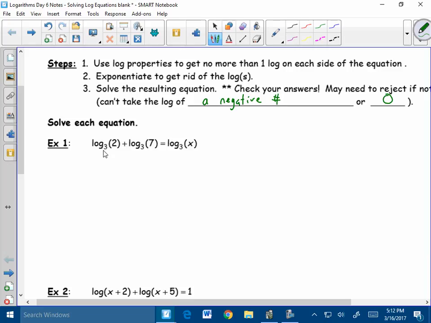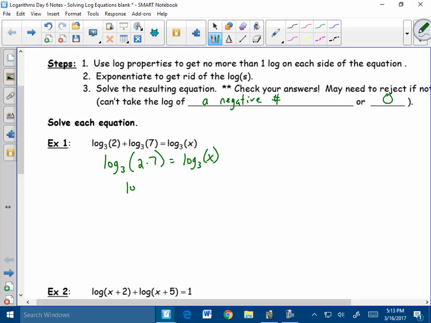So first one, I've got log base 3 of 2 plus log base 3 of 7 equals log base 3 of x. So our log properties, think back to a few days ago, if I have logs being added together, where did that come from to condense it back together? Multiplying, log of two things multiplying is what would produce the two logs being added together. So I'm going to condense that left side back together. This is really log base 3 of 2 times 7 is equal to log base 3 of x.